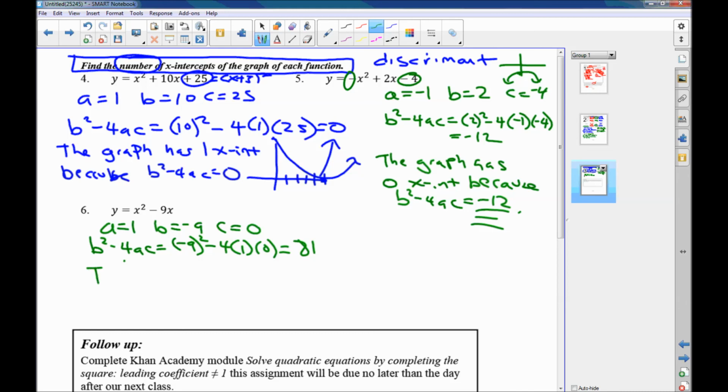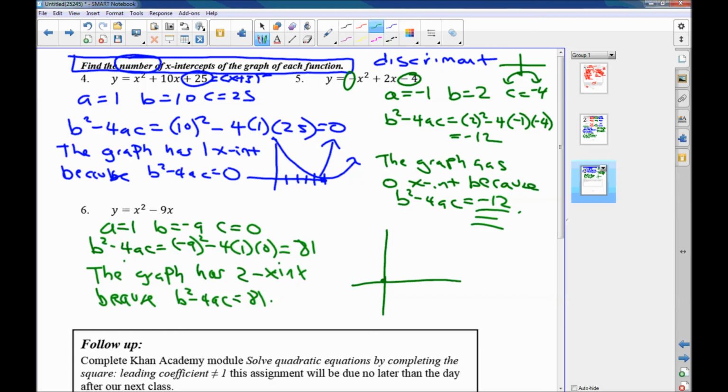Okay, so two x-intercepts because b squared minus 4ac is equal to 81, which is bigger than 0. Okay, and let's see, just real quick, what would this graph look like? So the x-intercepts would be at 0 and 9. Okay, this would factor into x times x minus 9. So when I solved it, I'd get x equal to 0 or x equal to 9. And it's going to open upwards, so it would be something like this.